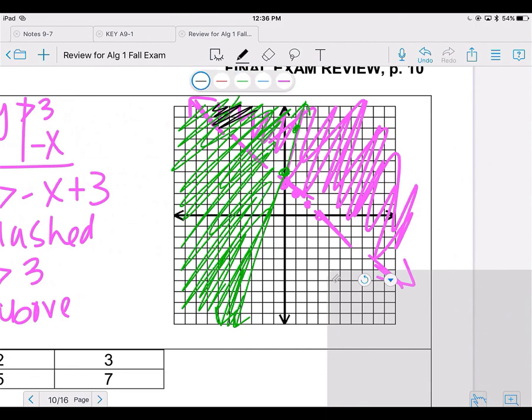Remember, my solution area when graphing inequalities is the part where they overlap. So this would be my solution area because that is where they cross.